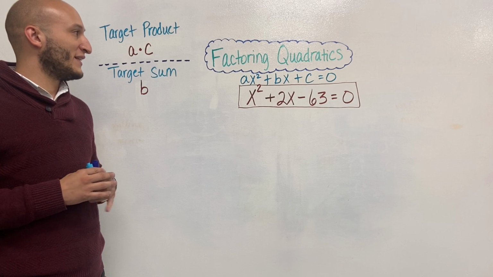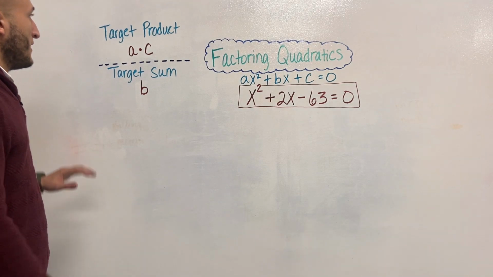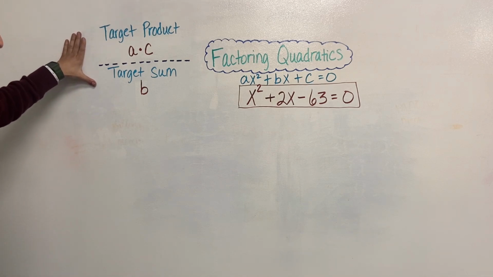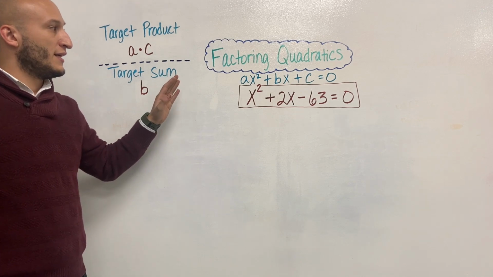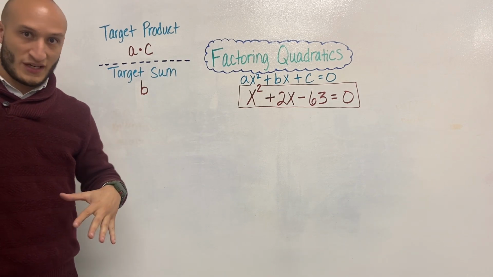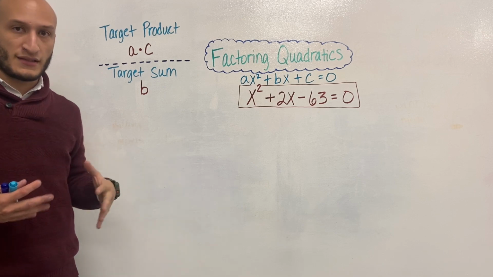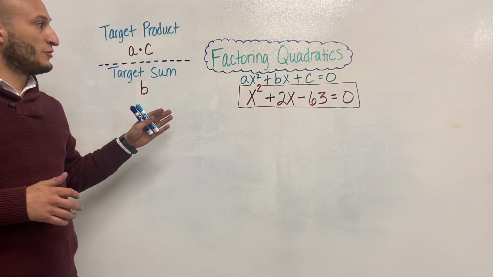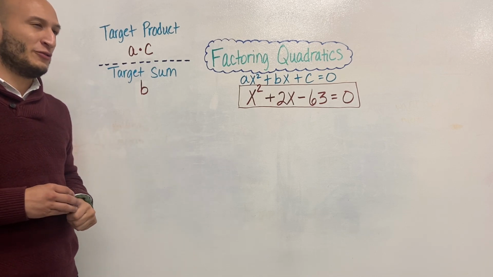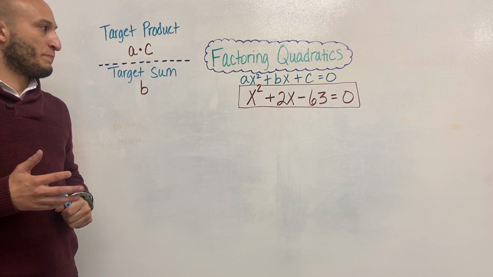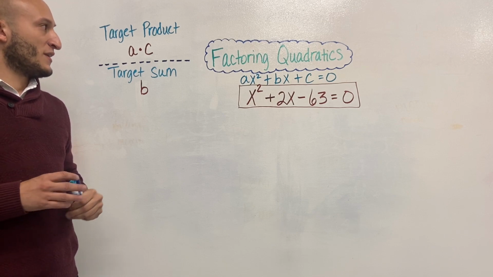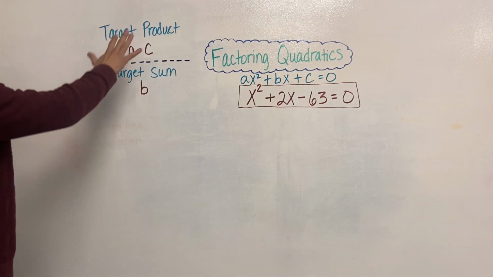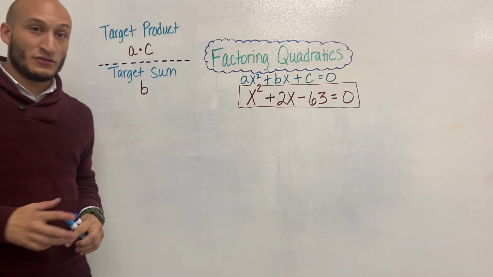Okay, so factoring quadratics. There are two things we have to remember with factoring quadratics. I'm going to say this is intro to factoring. It's very basic, the simplest form of factoring, but you can use this type of factoring to do a little bit more advanced factoring. So remembering target product and target sum, like you see here, is very important when it comes to factoring.